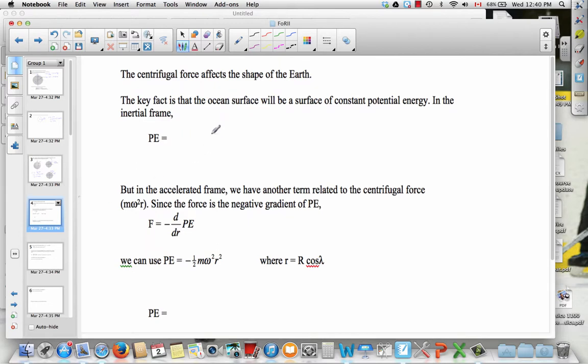Now we're going to do two calculations, sort of geophysical calculations using the centrifugal force. The first is we'll look at the shape of the Earth. We know it's not a perfect sphere. The surface actually is going to, if we imagine that it's a fluid, we know that it'll bulge a bit at the equator due to the rotation of the Earth. And the surface will actually be an equipotential surface. So a surface of constant potential energy is called an equipotential surface.